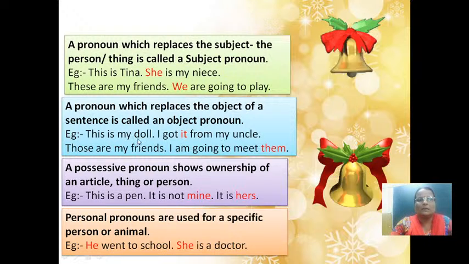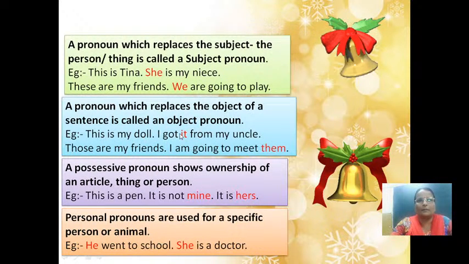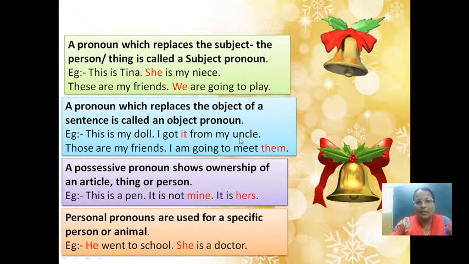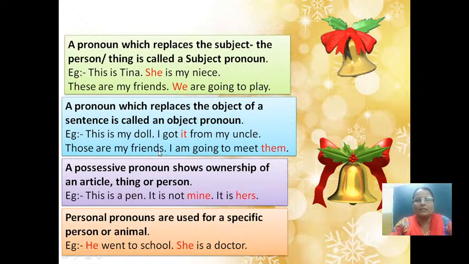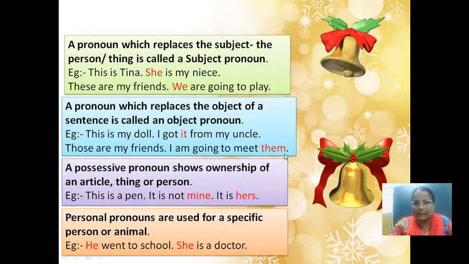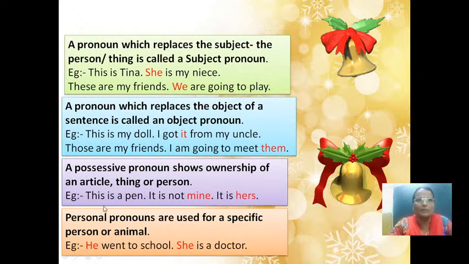Example is: this is my doll. After is, my doll is the object here. I got it from my uncle. This object my doll is replaced by it, so it is called the object pronoun. Those are my friends. Are is the verb, my friends is the object. So I am going to meet them. My friends is replaced by the word them, so them is called the object pronoun.